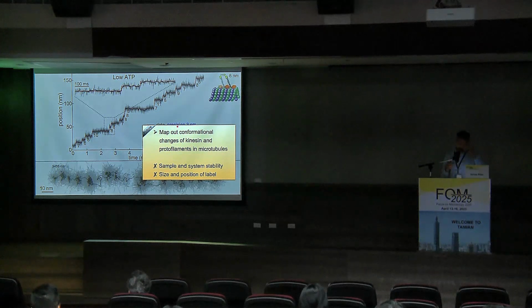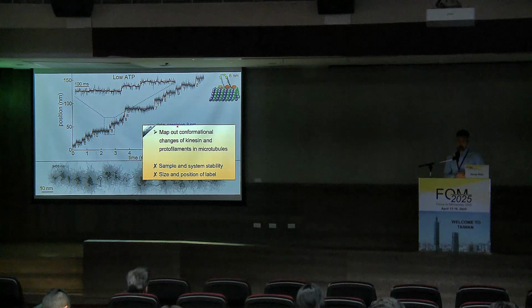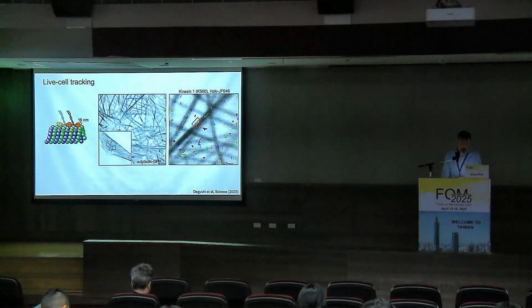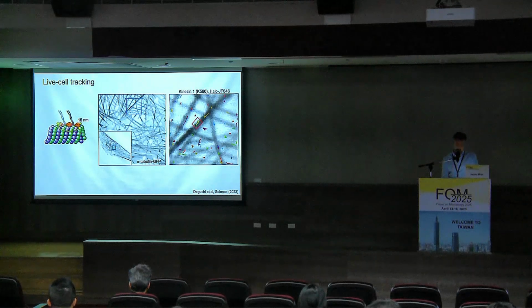But still, I think this could be a quite useful approach in the future to map out, on one hand, conformational changes of proteins in fixed cells, very similar to what is done in vitro, also using MINFLUX, but also to monitor and map out microtubules in fixed cells with protofilament resolution. Next, we turned to living cells, and here we expressed kinesin with a Halo tag and labeled it with a beautiful Janelia dye.